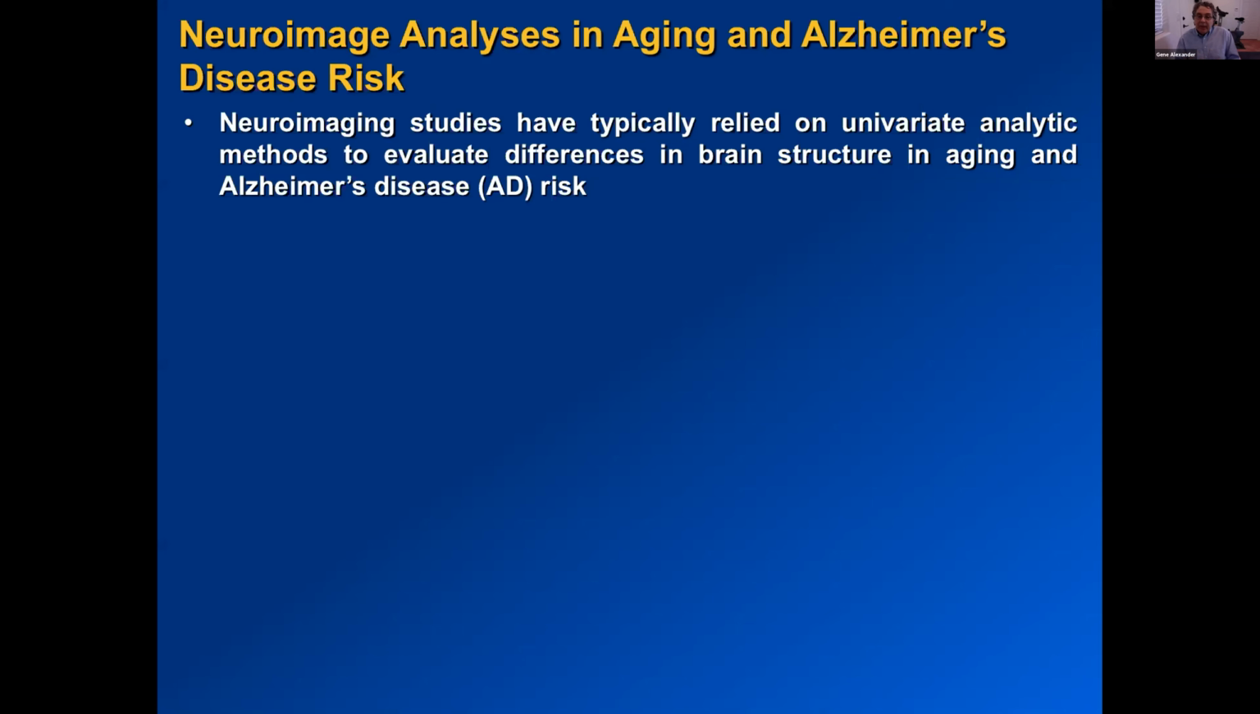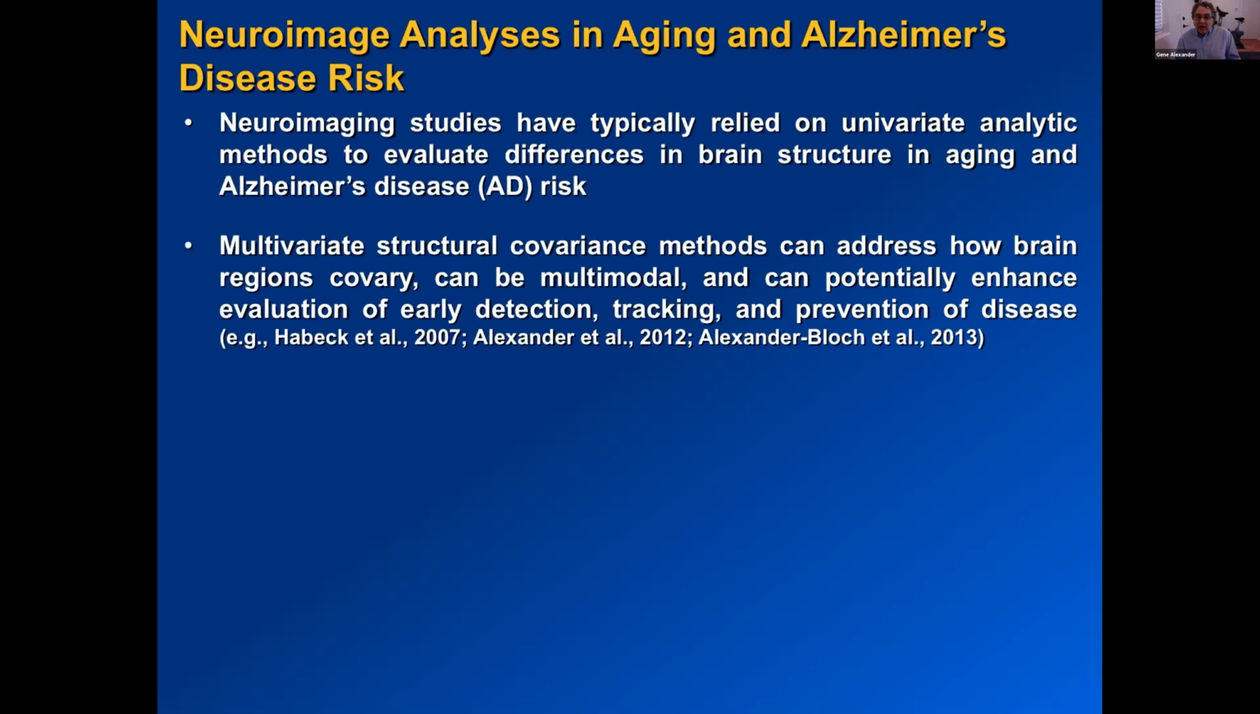It also may not fully capture the richness of our structural imaging data and how these patterns of selective regional vulnerability develop. So multivariate techniques can help us understand potentially more, or at least complementary to the univariate techniques, to help address how brain regions covary with each other, trying to capture something about the selective regional vulnerability that we see.